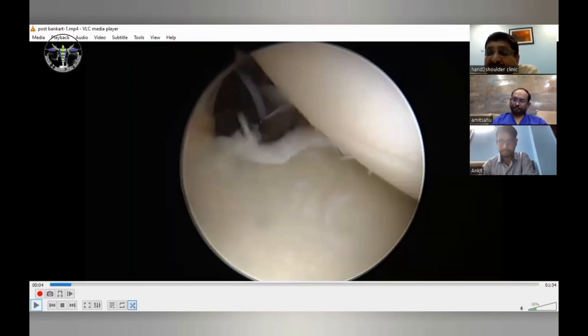If a patient is saying that something happens, something pops, then we should take it seriously and investigate further, rather than telling him that there's nothing. So that is a very important thing from this case. We should not be missing those subtle signs, because here the instability is posterior, and most of the time we are checking for anterior instability.